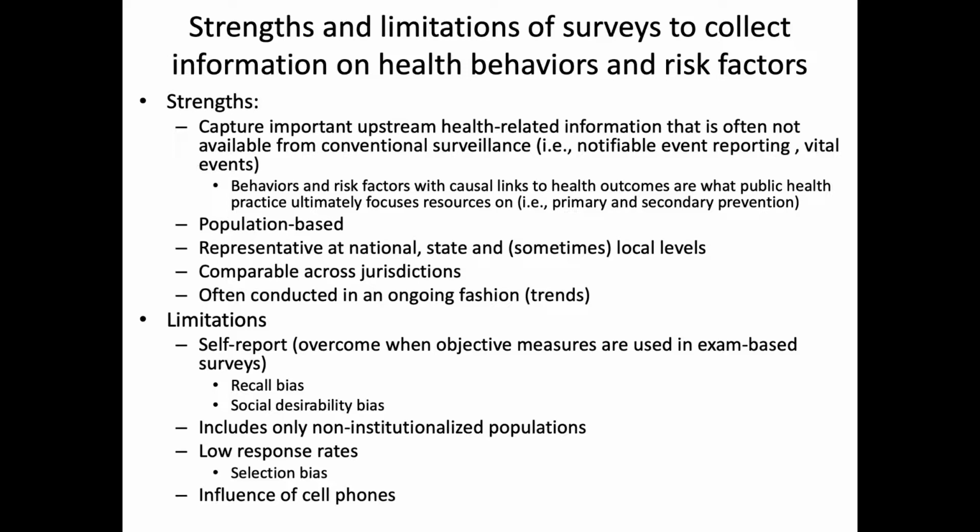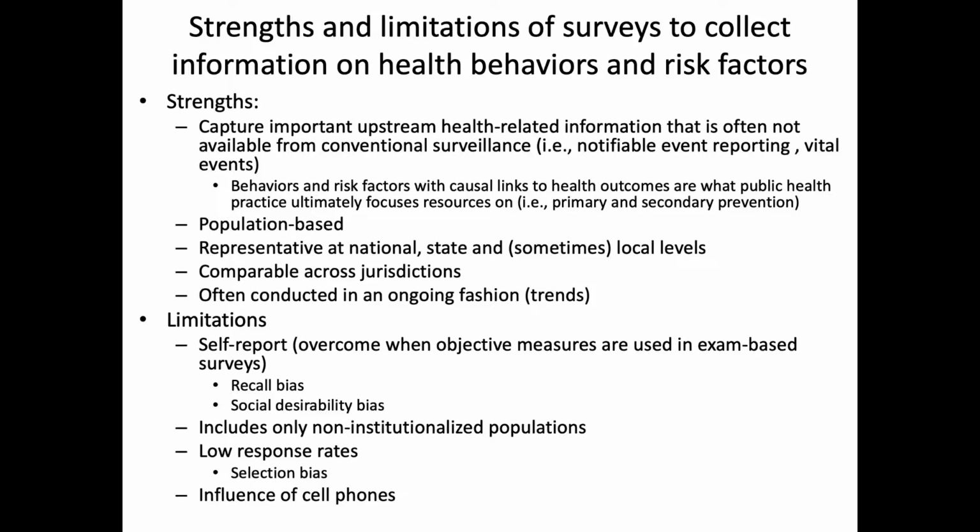This is another important slide, and I just want to highlight some of the strengths and limitations of the surveys used to collect data on health behaviors and risk factors. So some strengths. They capture important upstream health-related information that is often not available from conventional surveillance, like notifiable event reporting and vital events. Behavioral and risk factors with causal links to health outcomes are what public health practice ultimately focuses its resources on. And this is what we call primary and secondary prevention.